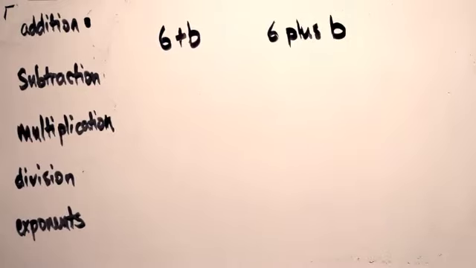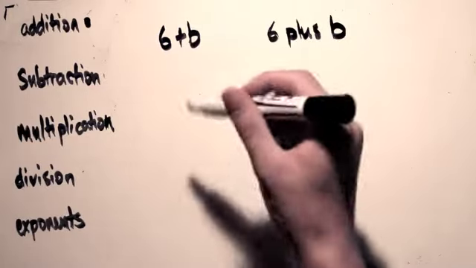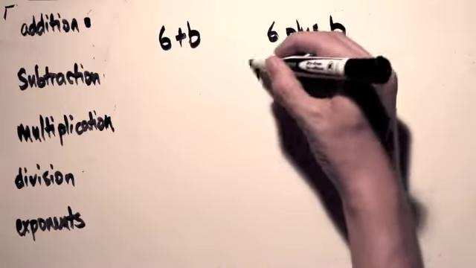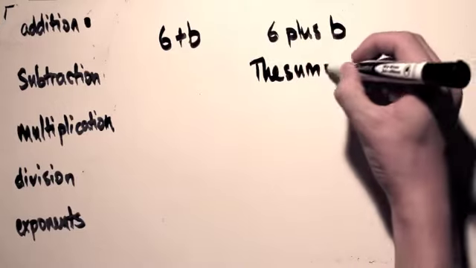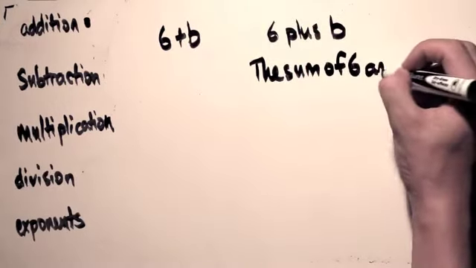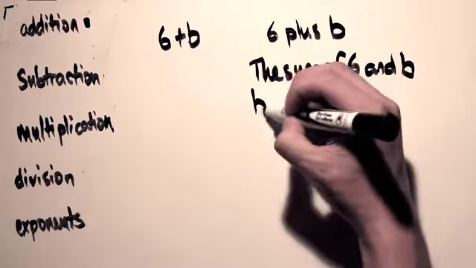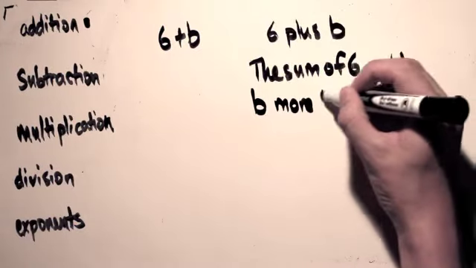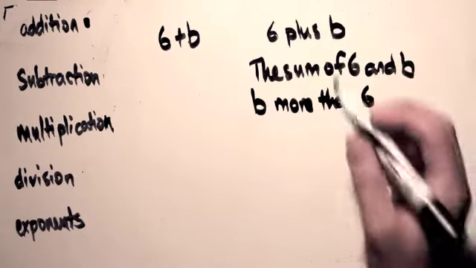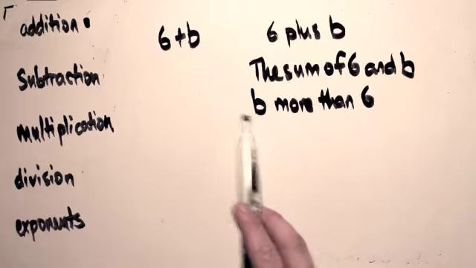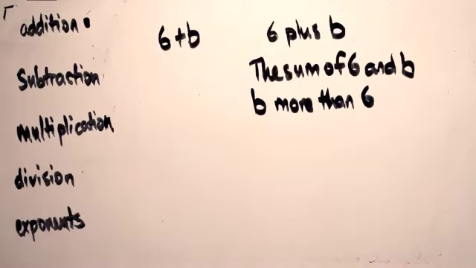Another way that we can verbalize that is by using the name of the answer to an addition problem, which is called the sum. So we can say the sum of 6 and b. And a final way is we can say b more than 6. Now, the b's and the 6's weren't great choices because they look kind of similar, but you get the idea. Because we start with 6 and there's b more after we add b, that's where that comes from. So these are the ways that we can verbalize an addition problem.